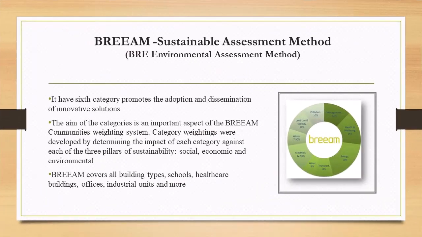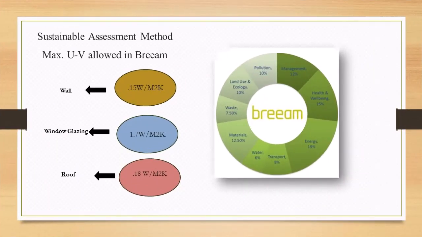Environmental assessment method. The sustainable assessment method PREAM has regulations in design, such as the maximum U value. The maximum U value allowed in PREAM is 0.15 watt per square meter Kelvin in walls, 1.7 watt per square meter Kelvin in window glazing, and 0.15 watt per square meter Kelvin in the roof.